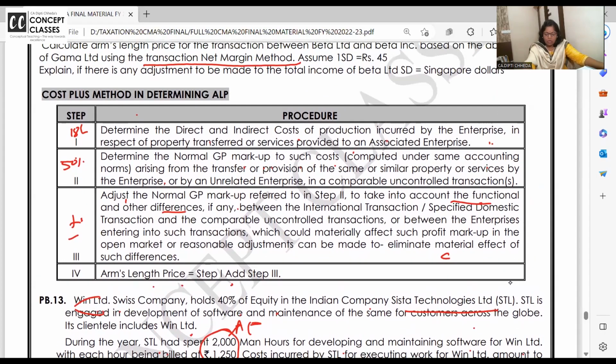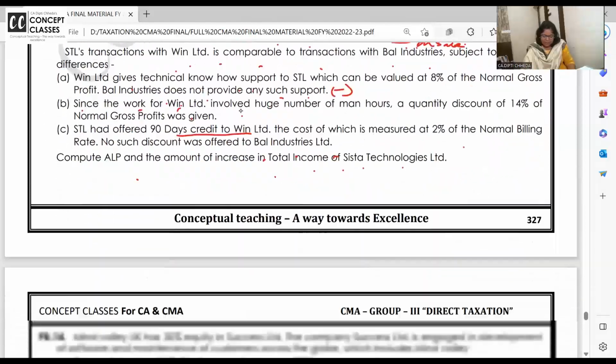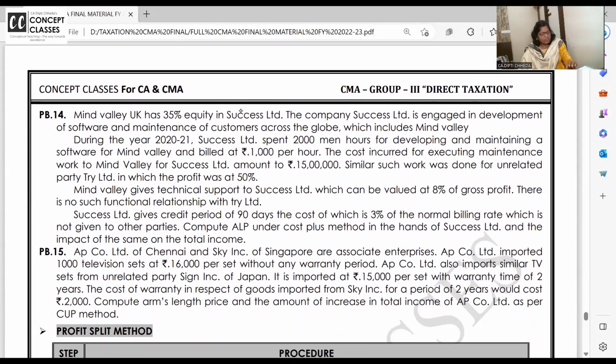Look at the steps of the cost plus method. Determine the direct and indirect cost, which was given in the problem as 18 lakhs. And if it is given separately, making a cost sheet everyone knows. Now determine the GP. So GP is 50%. Now adjust the GP. For others GP is 50, here 40, because we have given you quantity discount, and then calculate the arm's length price like that. Chalo, some more problems are there, exactly the same concept. More problems are there, so we will do it now.